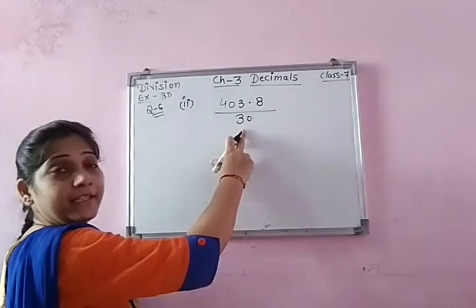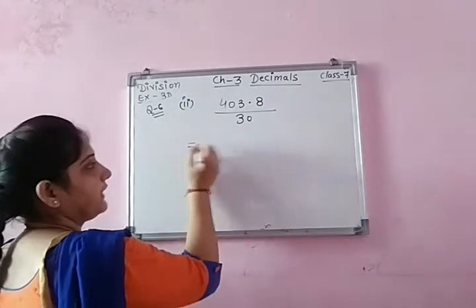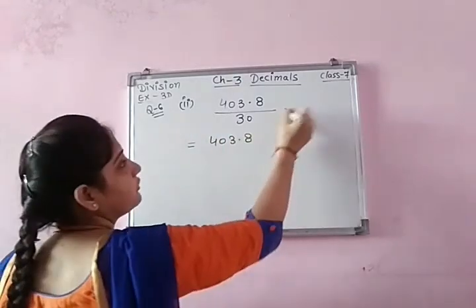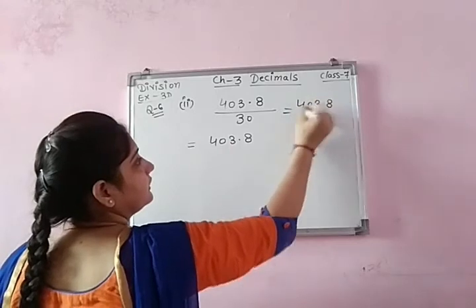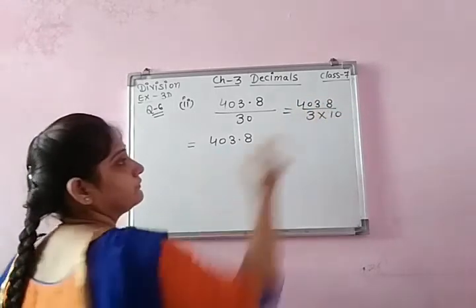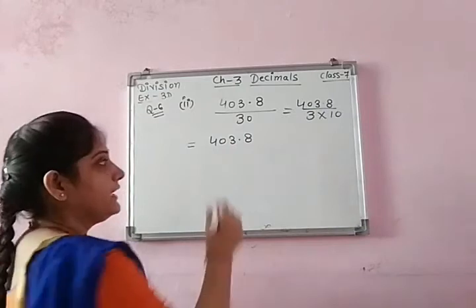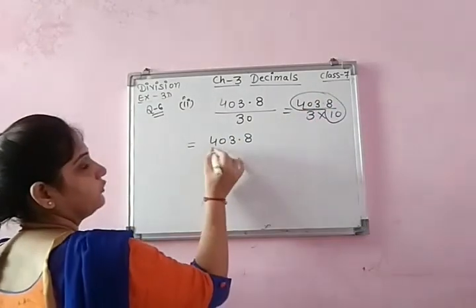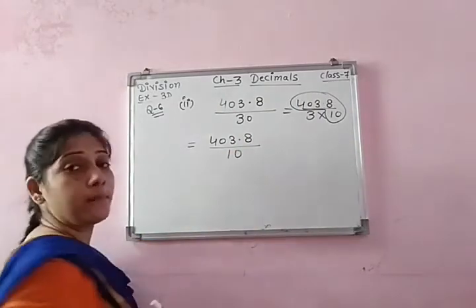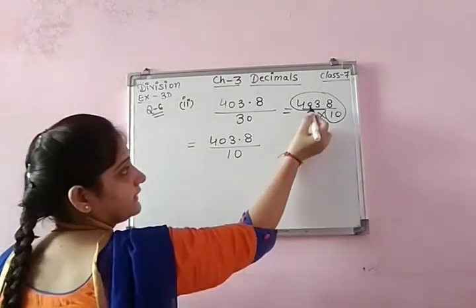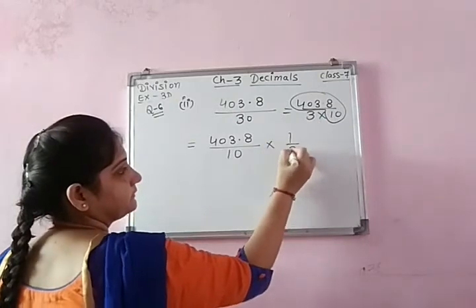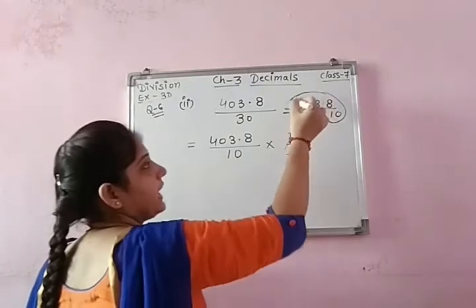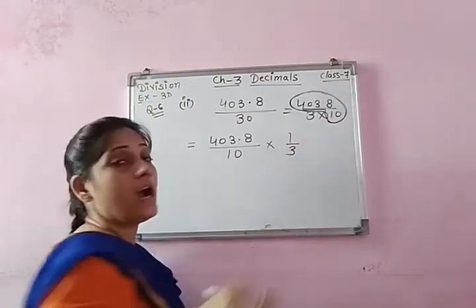So if I am dividing it by 30, okay, let me break the number 30. I can write 30 as 3 into 10. Yes, can I write 3 into 10? Because 3 10s are 30. Now what I am doing, I am writing this part: 403.8 upon 10, and this is 1 upon 3 separately. Am I clear?